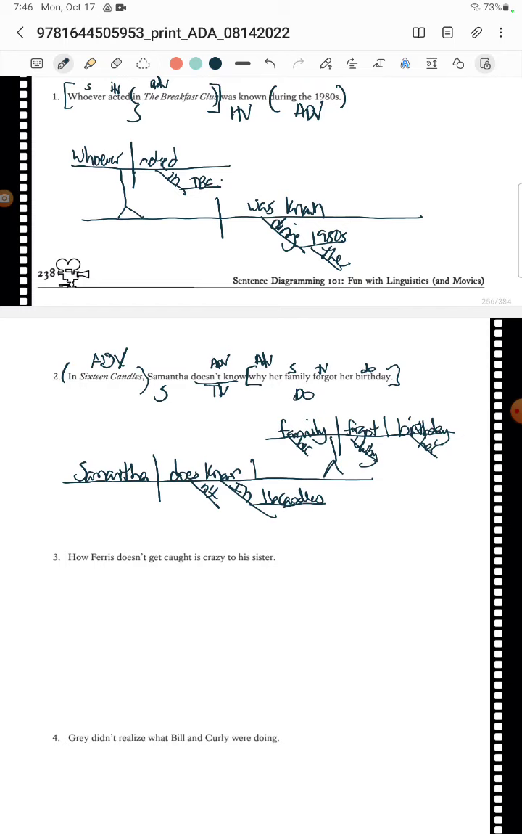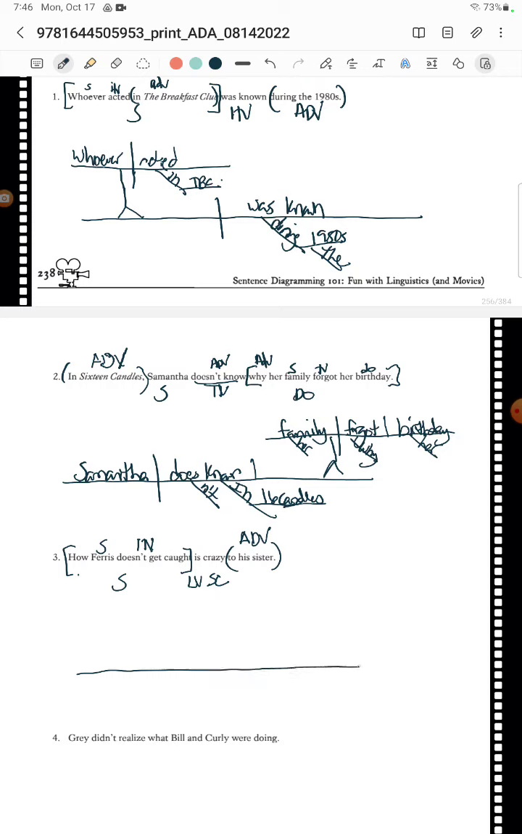Right? All right, now we're moving on to Ferris Bueller, right? How Ferris doesn't get caught is crazy to his sister. So how Ferris doesn't get caught is a noun clause acting as my subject. It is what crazy, subject complement, and then crazy in what way to his sister, so adverb. And then Ferris doesn't get caught, so Ferris. What do we get? Well, does get caught, right? Except he doesn't. So we have an intransitive, and then the not is going to be my adverb, and then how is my adverb as well.